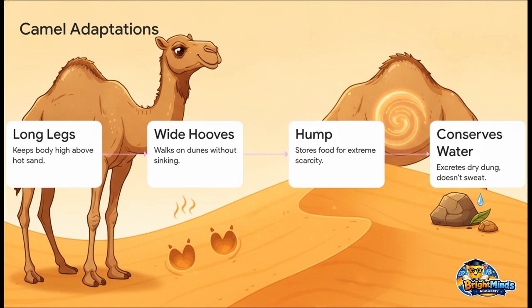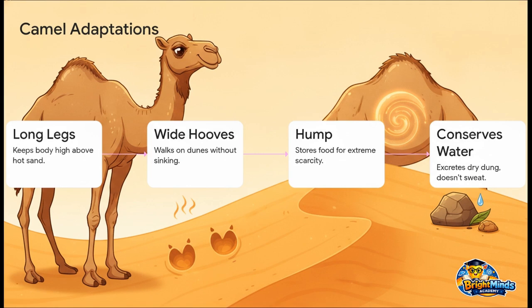This animal is an absolute masterclass in physical adaptation. It's got 4 incredible upgrades. First, extra long legs, specifically to keep its main body high up above the radiating heat of the sand. Second, wide hooves that act like snowshoes so it won't sink into the soft dunes.